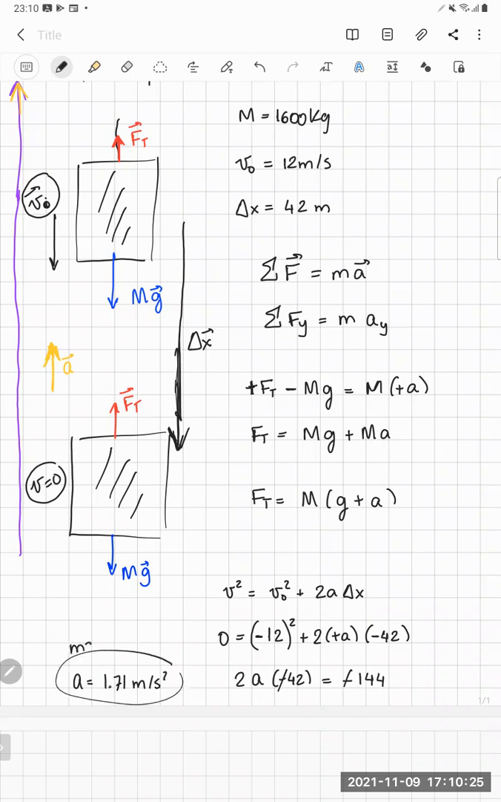Let's repeat this. We found the magnitude, and we can now put this magnitude here. So here we have 9.8, just the magnitude because the sign was already taken into account. For the acceleration, 1.71, just the magnitude. And for the mass, 1600. And that's it, we solved the problem. The number for this tension force will be 1.8 times 10 to the 4th newtons.